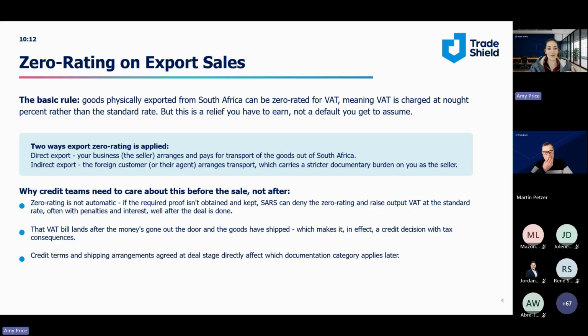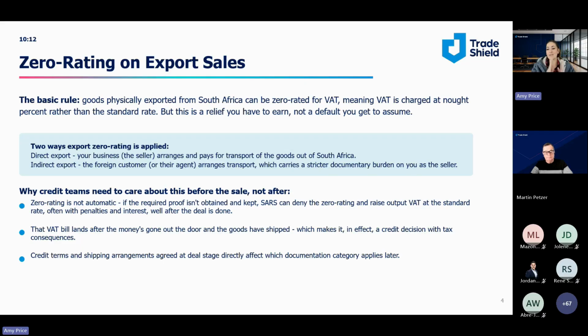So what is zero rating on export sales? Okay, so these are the mechanics of it, because this is the one that can trip you up a little bit more in the credit team space, more than anything else as a whole. The basic rule is that if goods are physically exported out of South Africa, the sale can be zero rated for VAT purposes. Okay, so zero rated means that VAT is charged, but at 0%. So you don't not charge it. You do put it on your invoice, but you state that it is at 0%, rather than the standard VAT rate, which you apply on a domestic sale, such as our 15%. I remember the good old days when it was 14%.